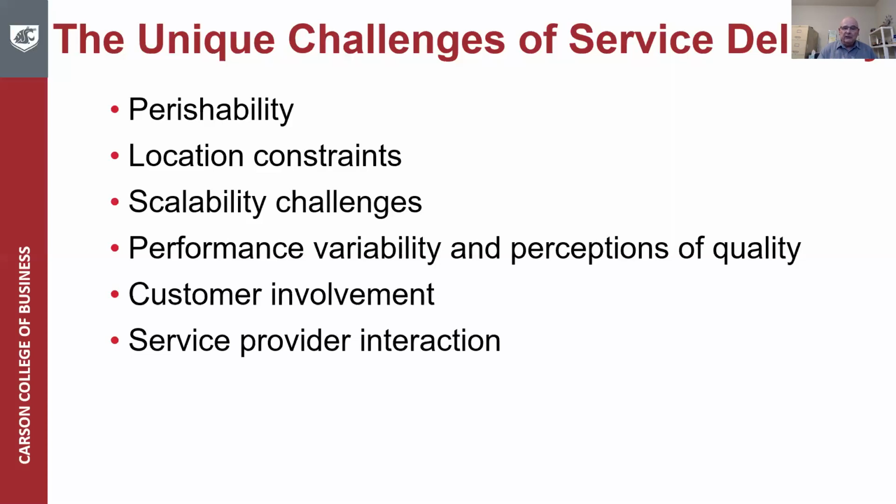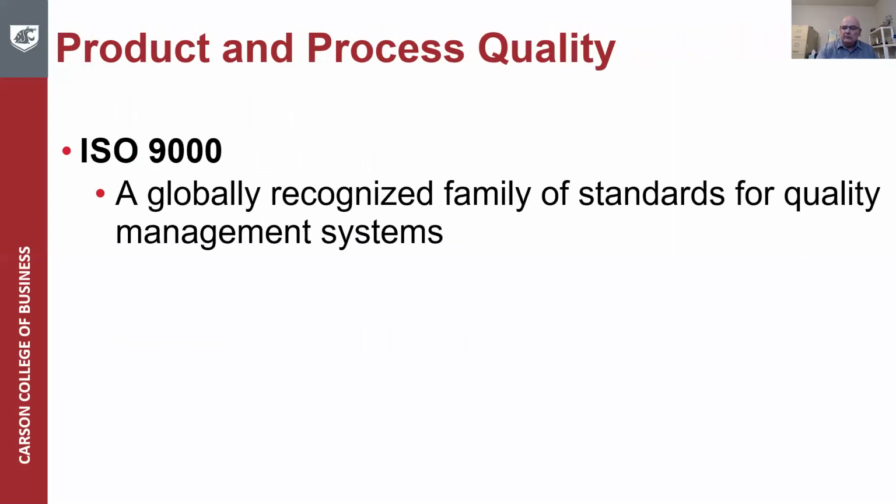And then perceptions of quality are also different. In service delivery, the customer is always involved. Now, how close the contact is can vary, but the customer is always involved in some way. And so the service provider interaction is very critical. So when we talk about the Ritz-Carlton case in particular, you have to think about, we're delivering a service rather than a product, and what does that do to perceptions of quality. So that's it.